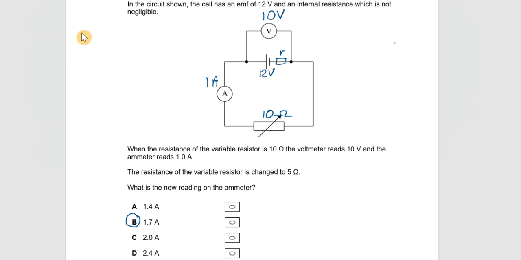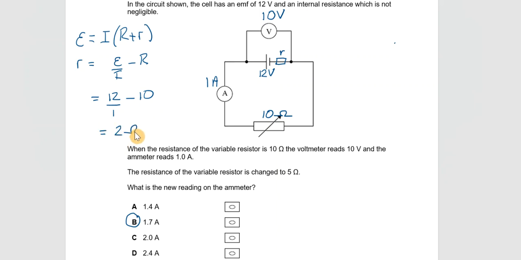And I'm going to use the equation that the EMF is equal to the current multiplied by the external plus the internal resistance. I can rearrange that equation to make the internal resistance the subject, and that equals the EMF over the current minus the external resistance. Let's put some numbers in here. The EMF we were told was 12 volts, the current we were told was 1 amp, the external resistance is 10 ohms, so we've got an internal resistance of 2 ohms.